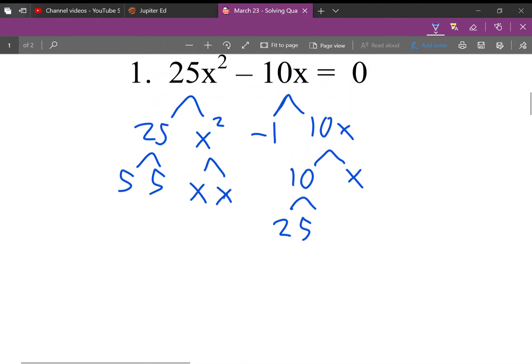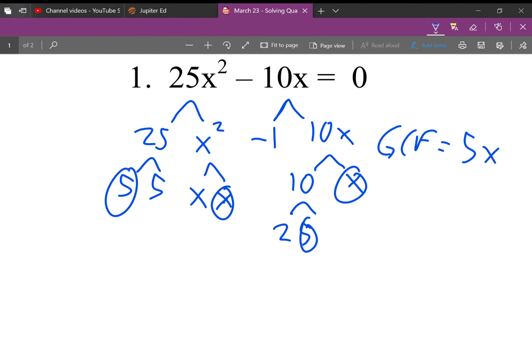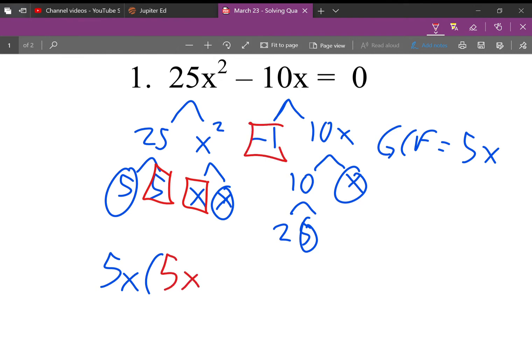So in terms of my greatest common factor, let's see, I got a 5 that matches. I made stuff over here this time, which has a 5 in it, and then they both have one x, so they'll have an x. The greatest common factor is 5x. Now I'm going to write 5x, open parenthesis, and let's see what's left. Over here I have a 5 and an x left over, so I have 5x inside. Over here I have negative 1 and 2 left over, so that's minus 2.